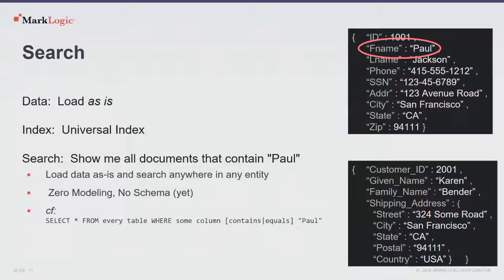And I can do that right away in MarkLogic. You've just loaded the data as is. You've done nothing to the data. The universal index has kicked in because it always does. It indexes everything out of the box. And then right away I can do a search and say, show me all the documents that contain Paul. And that's very much like, if you're used to the relational world, that's like saying, select star from every table where some column contains or equals Paul. Okay? So you've got that right away.